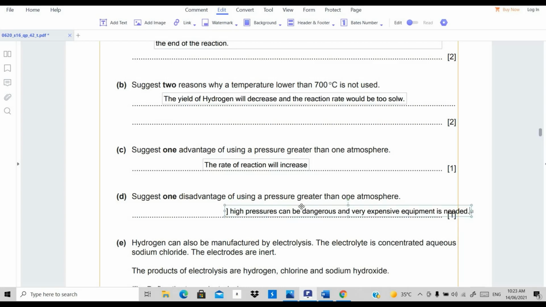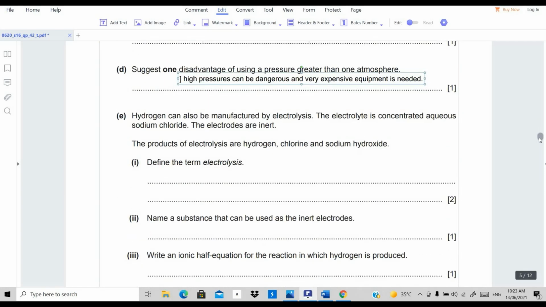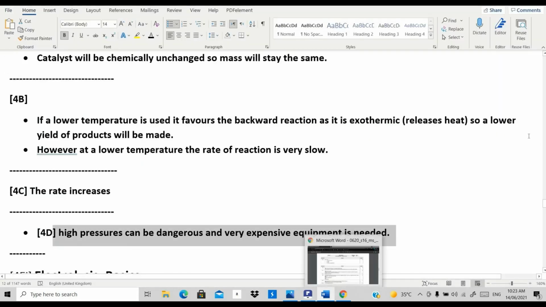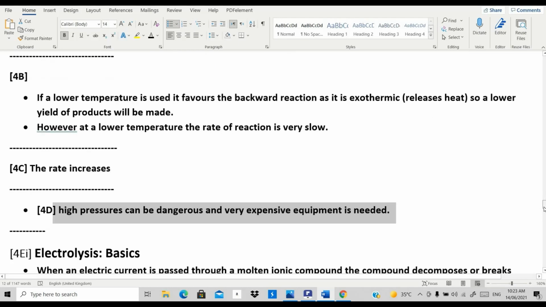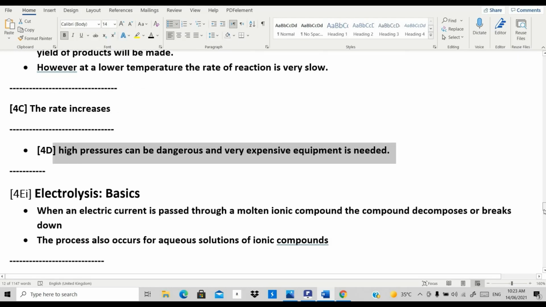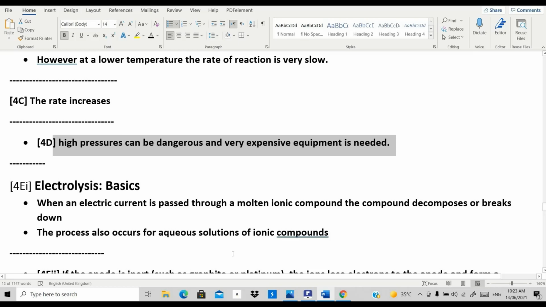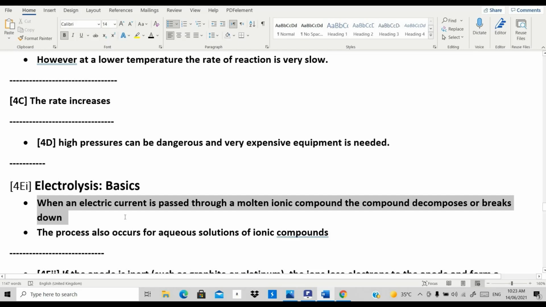Moving on to part E of the question. Hydrogen can also be manufactured by electrolysis. The electrolyte is concentrated aqueous sodium chloride. The electrodes are inert. The products of electrolysis are hydrogen, chlorine, and sodium hydroxide. Define electrolysis. Okay, so the information I'll give you, but the definition we need to create by ourselves. So you can see here, electrolysis: when an electric current is passed through a molten ionic compound, the compound decomposes or breaks down. The process also occurs for aqueous solutions of ionic compounds.